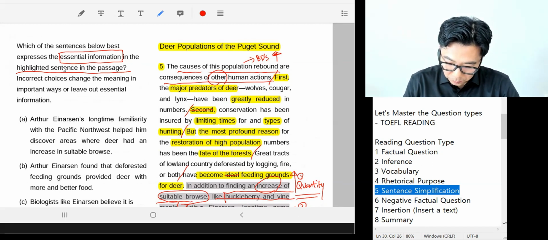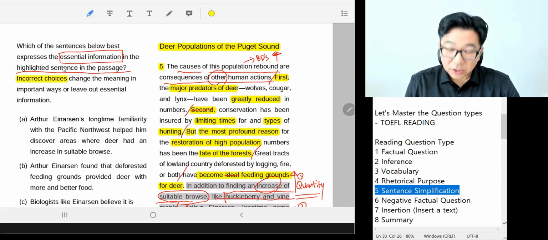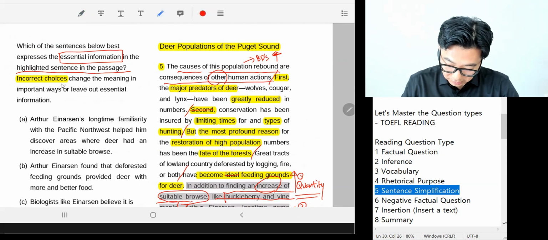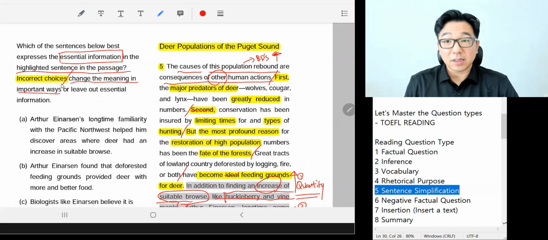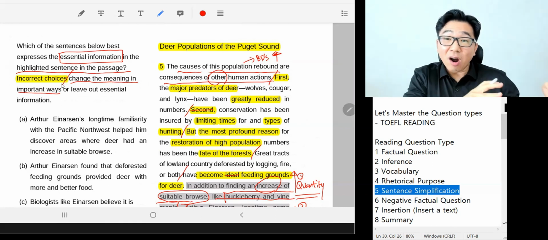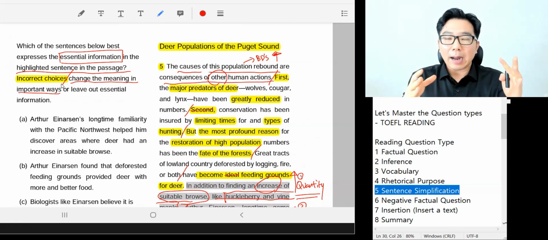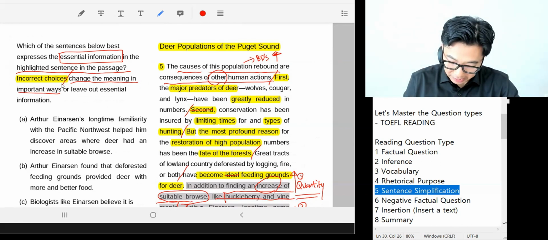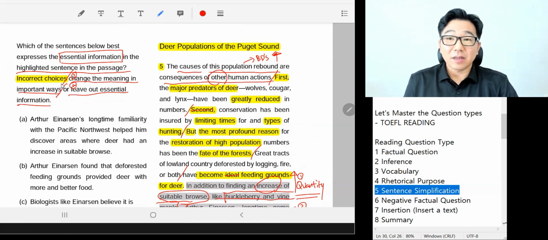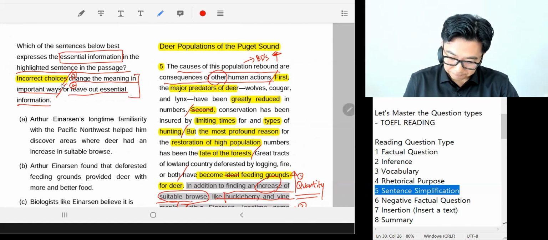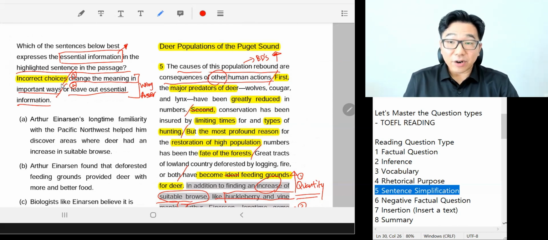Okay, so what would be the incorrect answer? It will be incorrect if it changes the meaning in important ways. So if the information in the answer choice is wrong compared to the highlighted sentence, or its important meaning is slightly changed, then it will be a wrong answer. Or if it leaves out essential information, if it doesn't have important points, then it will be a wrong answer. So the right answer would be a shortened sentence with all the key information in there.